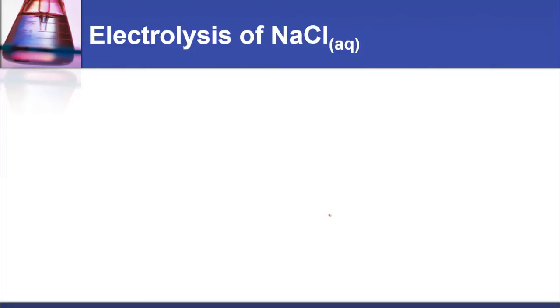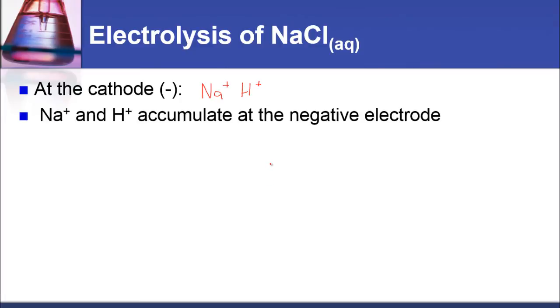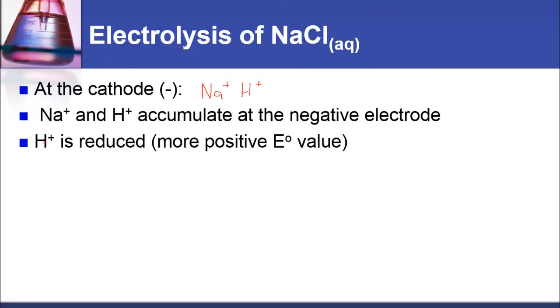Okay, so we'll start with the cathode again. The cathode is negative, so we have Na+ and H+, the two positive ions. So again, for the same reasons as before, Na+ and H+ accumulate at the negative electrode, and as we mentioned before, H+ is reduced because it has the more positive electrode potential value. So we get the same equation as before, which means we get hydrogen gas evolved at the cathode.